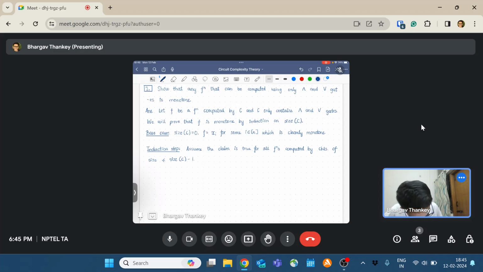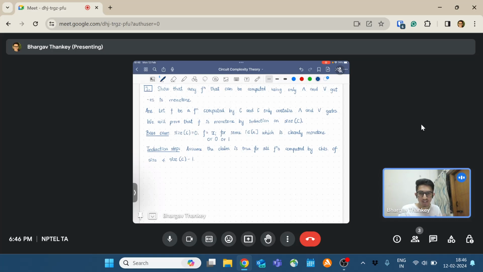I forgot, this is not the only case. If C has no gate in it, then F must be either a variable, or a constant function which is always 0, or a constant function which is always 1, right? And all these three functions are monotone. Is this fine? Yeah.